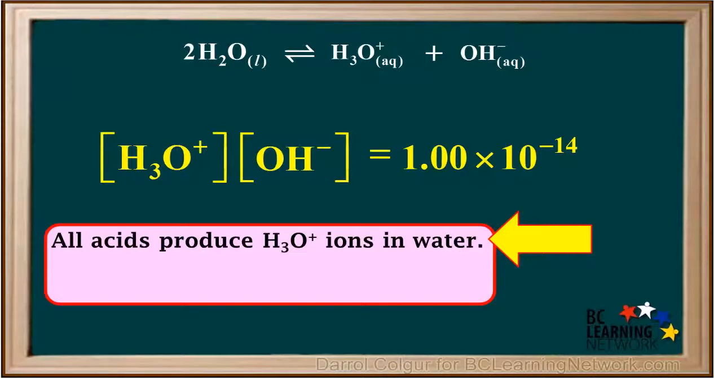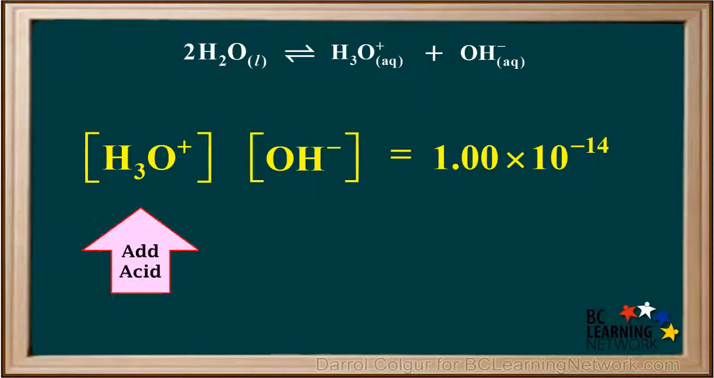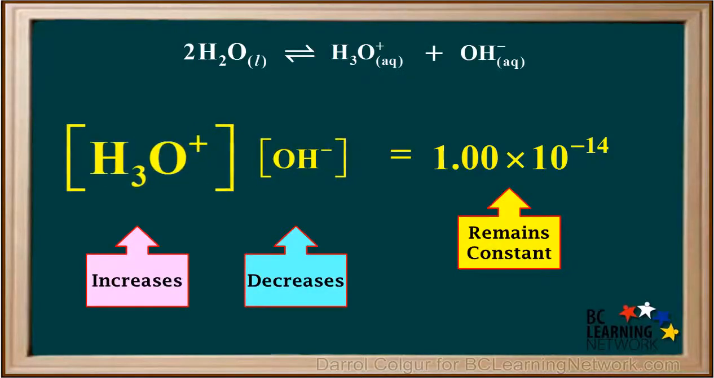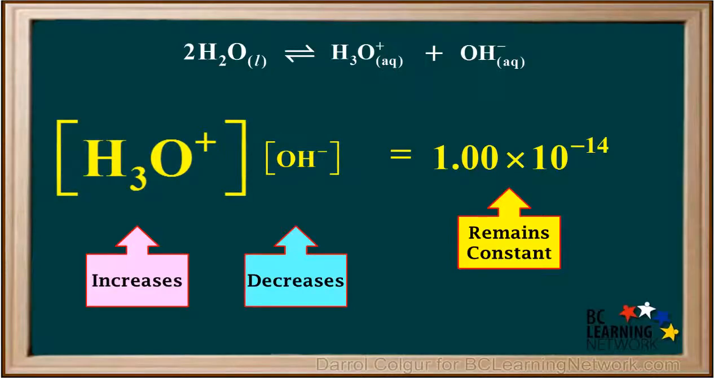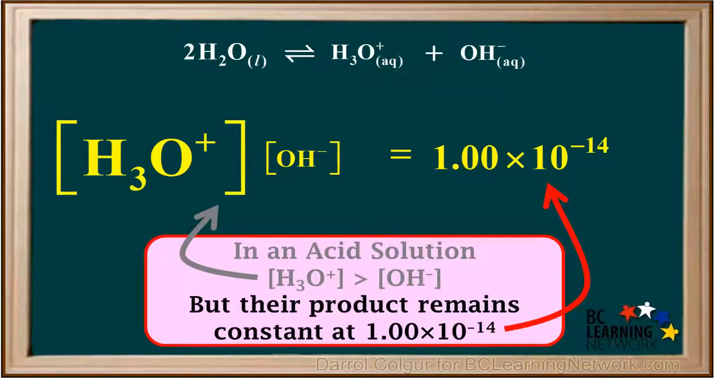Remember that all acids produce hydronium ions when they are added to water. For example, when the strong acid HCl is added to water, it completely ionizes to form hydronium and chloride ions. Let's add some acid to a sample of water to increase the hydronium ion concentration. We see that as hydronium ion concentration increases, hydroxide ion concentration must decrease in order to keep their product constant. In an acid solution, the concentration of hydronium is greater than the concentration of hydroxide, but their product remains constant at 1 times 10 to the negative 14th.